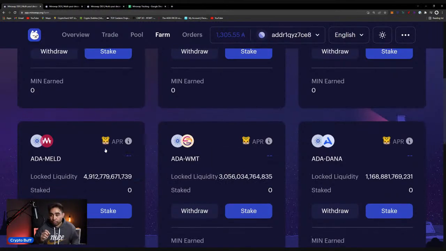Now, for those of you who are a little bit confused about the points, basically it's a way to distribute the Minswap rewards that are scheduled to release on a daily basis for, I believe, the next 30 days.